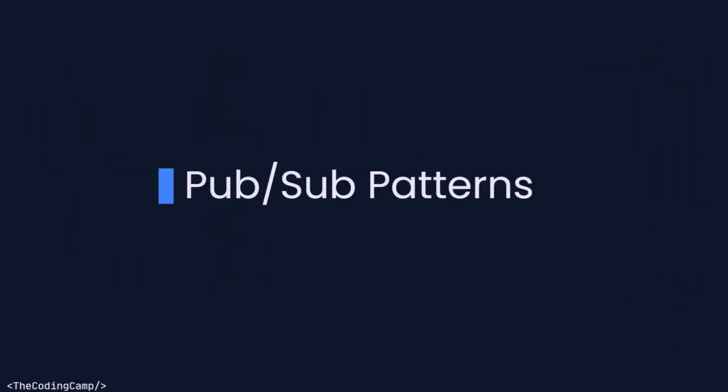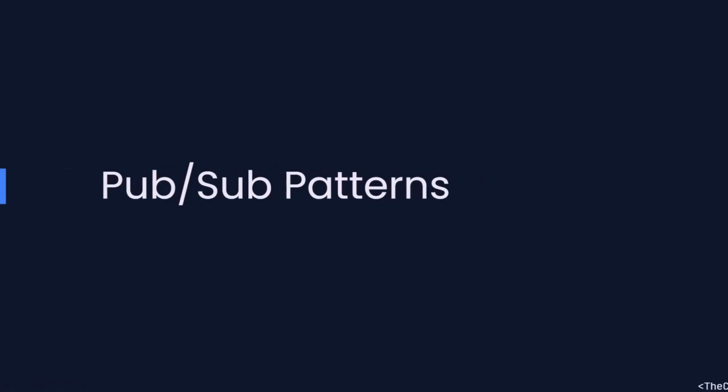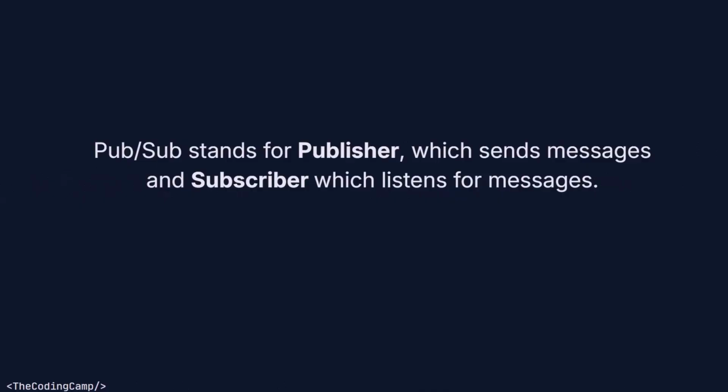In the previous lecture, we learned that producer components send messages to the message queue, and once a consumer processes a message, it's gone. But what if many systems need the same message? We need broadcasting. That leads us to pub/sub. Pub/sub stands for publisher, which sends messages, and subscriber, which listens for messages. The publisher does not know who receives the event. It simply publishes to a topic. Subscribers register interest in that topic.